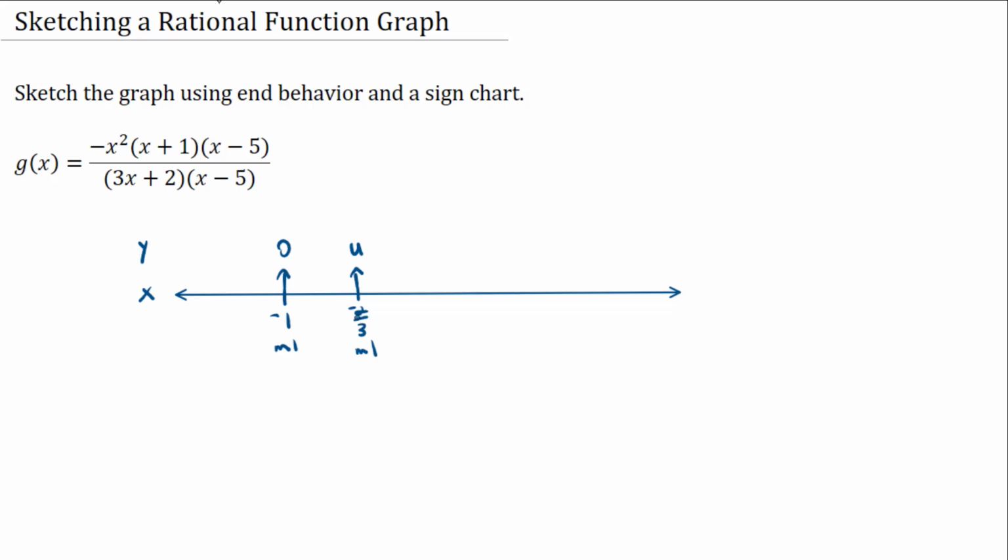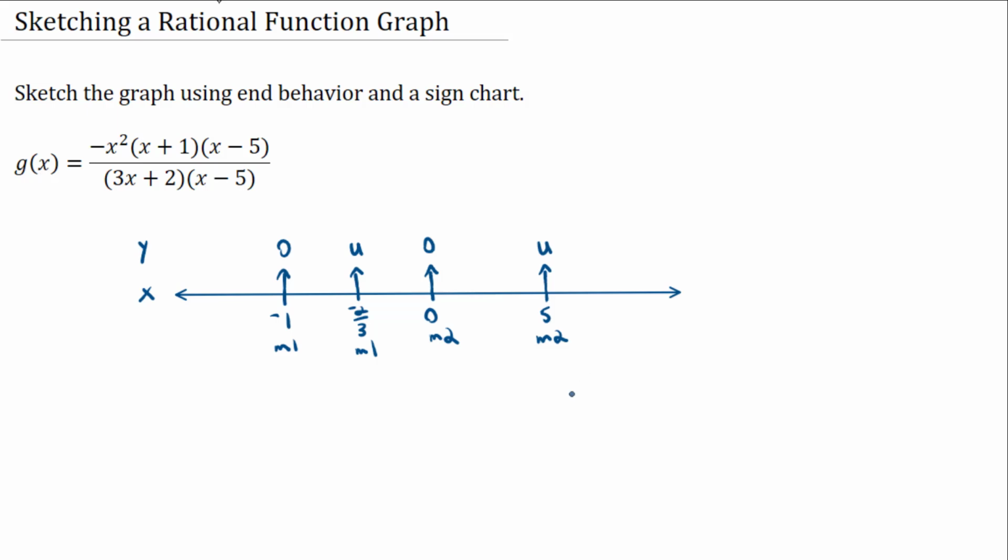Then we have 0, multiplicity 2. And since it makes the numerator 0, the function is going to output 0. And then finally, we have 5, which is also multiplicity 2. If we plug in 5, it makes the numerator and denominator 0, but you can't divide by 0, even if the numerator is 0. So this is also going to be undefined.